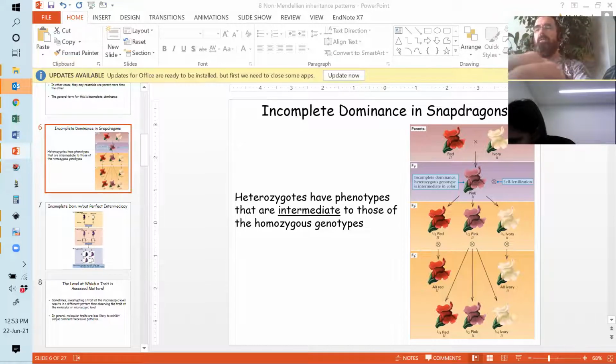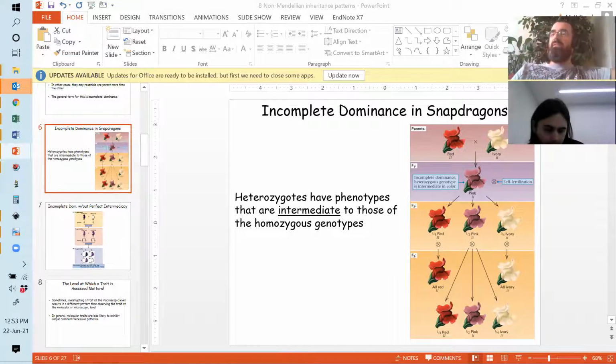Right, so first thing is the hets, or the heterozygotes: the F1s don't match the parents. And in the F2s, the genotype equals the phenotype.